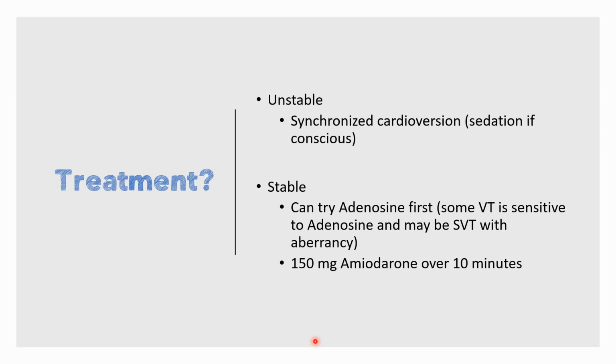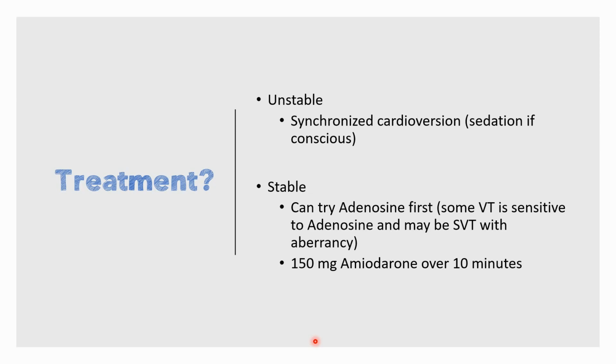So they say that if you give adenosine and they convert, then it was SVT with aberrancy. Which means that if the patient had an underlying right bundle or left bundle, that can be diagnostic of SVT with aberrancy. But there are some forms of ventricular tachycardia that will convert with adenosine. All right, so but it also could be SVT with aberrancy.